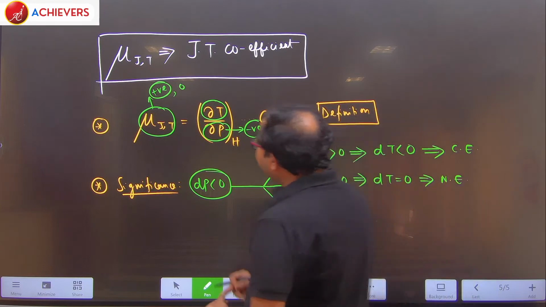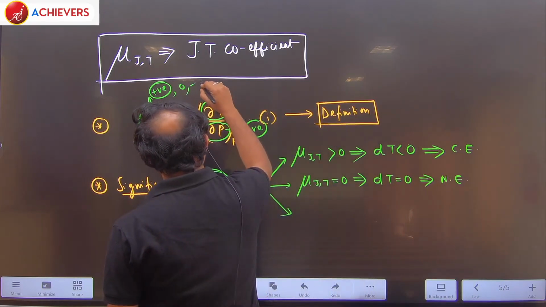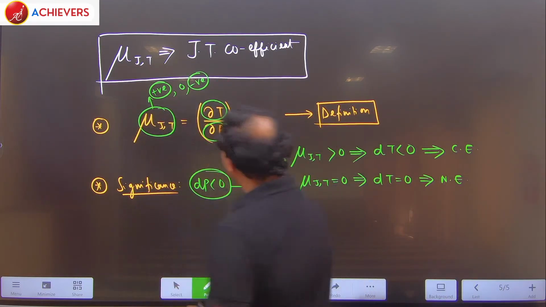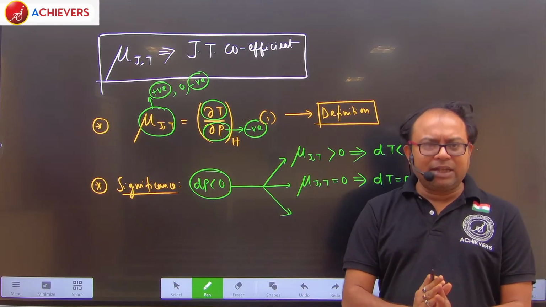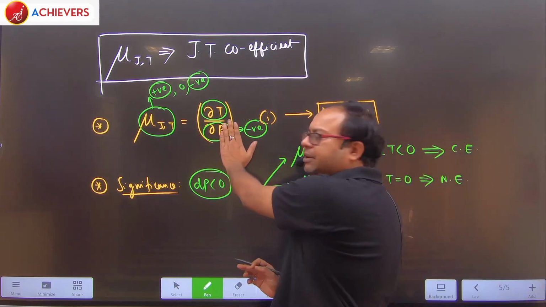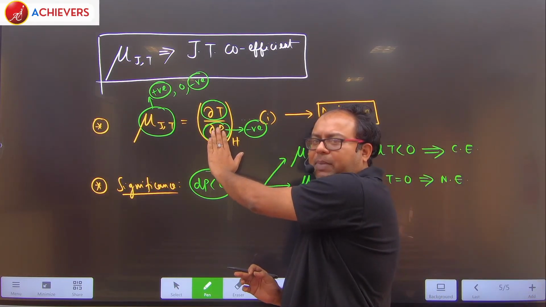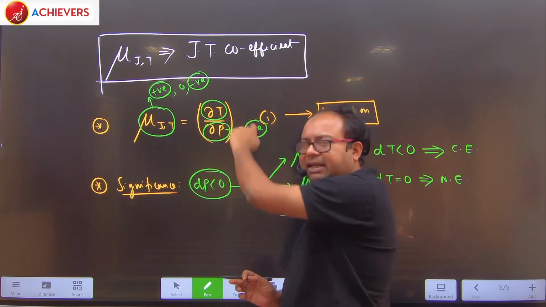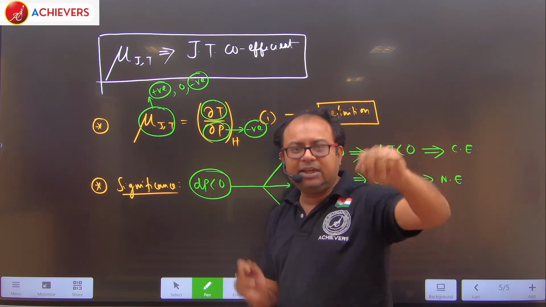Now, what if mu JT is negative? dP is already negative. So if you want to make mu JT negative, then dT must be positive, because positive by negative is negative.